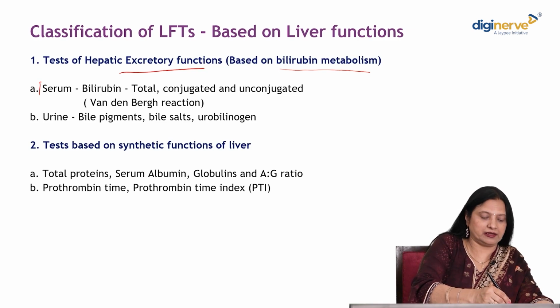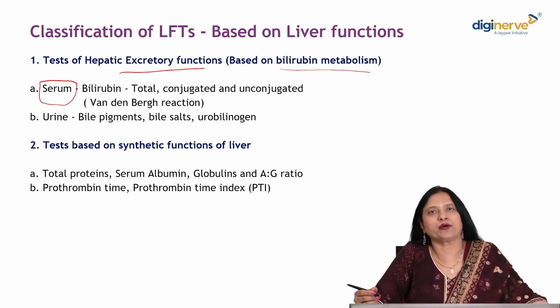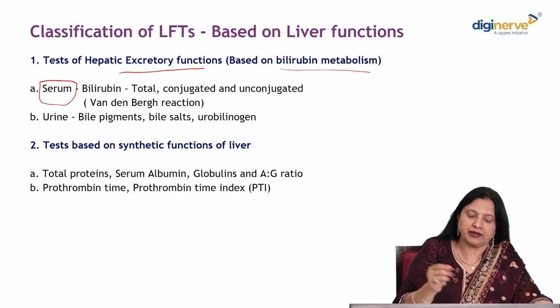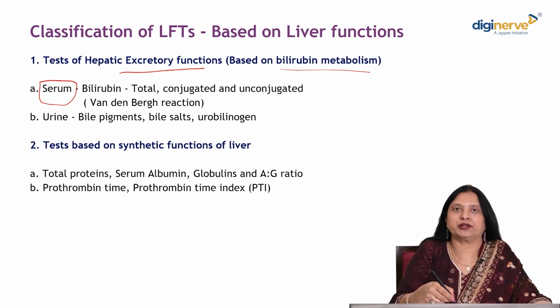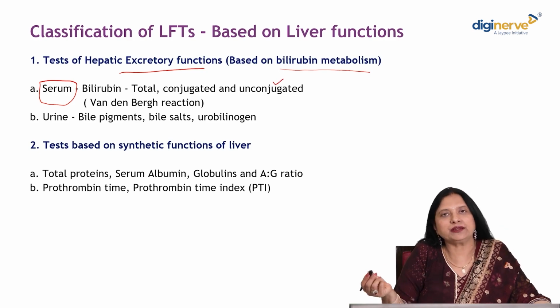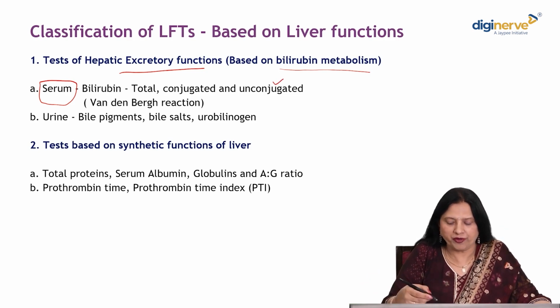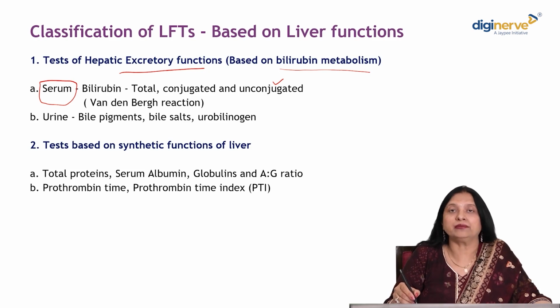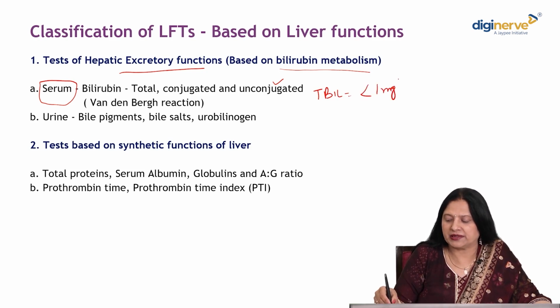So, the tests performed on the serum. Firstly we estimate total bilirubin and then we estimate the conjugated bilirubin, and after deducting this conjugated from the total, we get the unconjugated bilirubin fraction. Now before we understand the principles of the test, let us again revise what the normal serum total bilirubin levels are. Total bilirubin levels are less than 1 milligram per deciliter, or 1 milligram per cent.